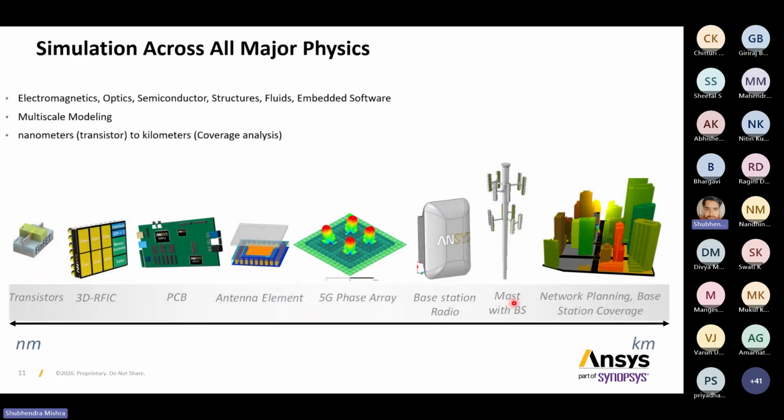So across the major physics, from the transistor level, like a nanometer, to network planning base station coverage at a kilometer, all things are covered in the Ansys electronic tools. If you want to do transistor analysis, 3D RFIC, PCB, antenna elements, 5G arrays, anything you want to do, you can do that with all these tools I mentioned in the previous slides.